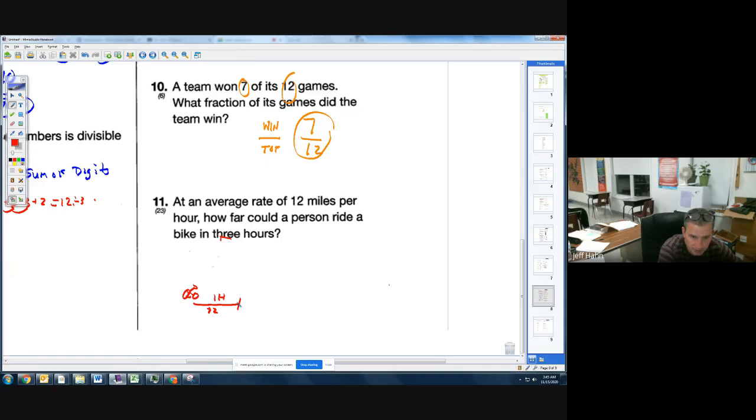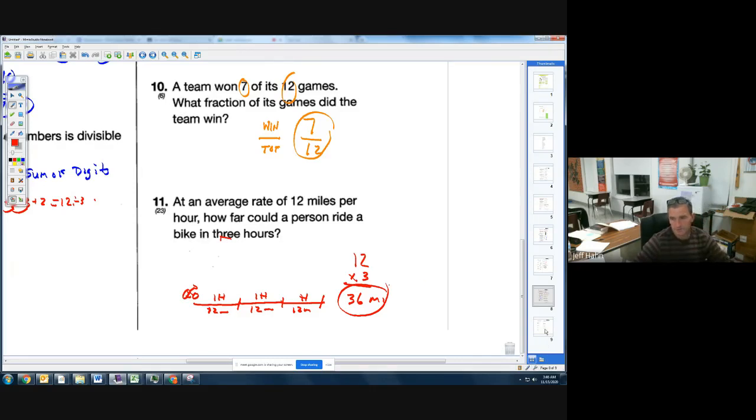Well, they want 3 hours. So in the second hour, another hour, they will go 12 more miles. And then they went 3 miles, or 3 hours, sorry. They went another 12 miles. And these are all miles. So they went 3 12s together. That person went 36 miles.